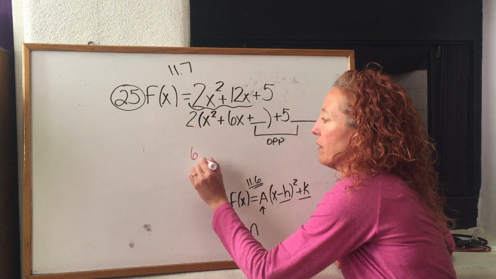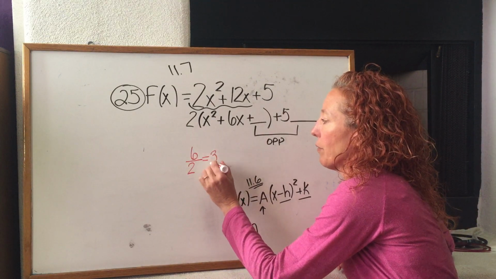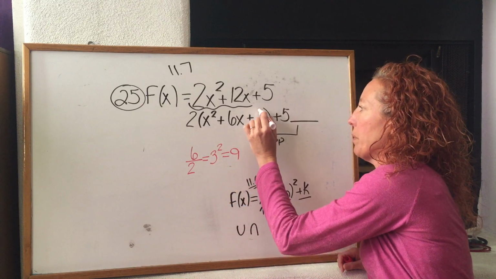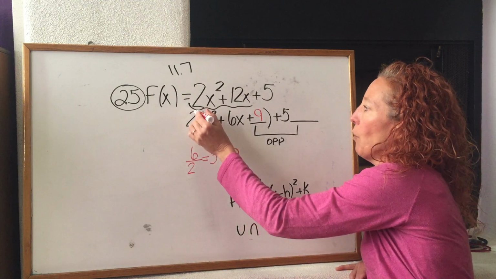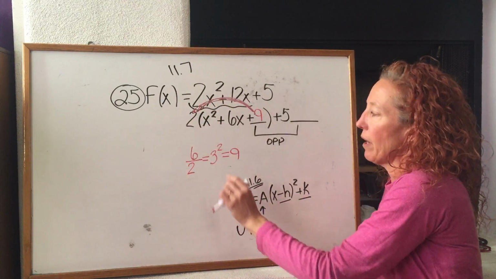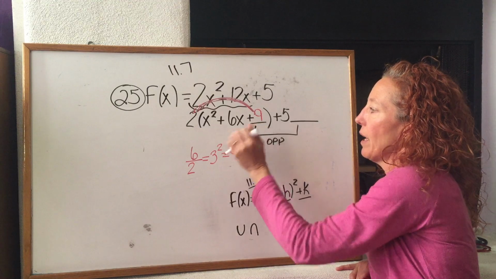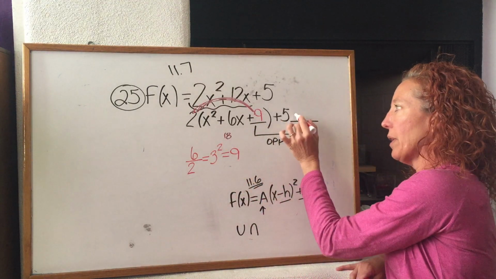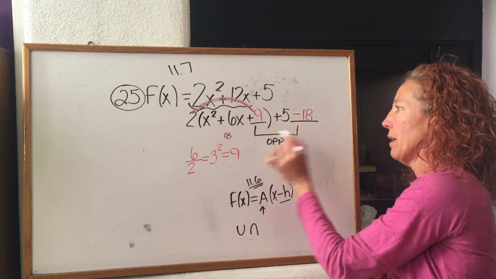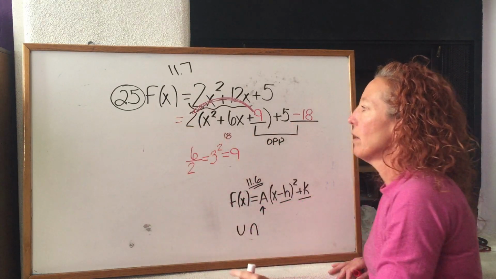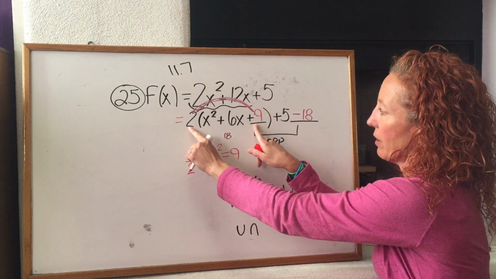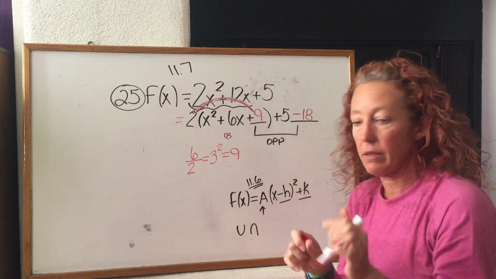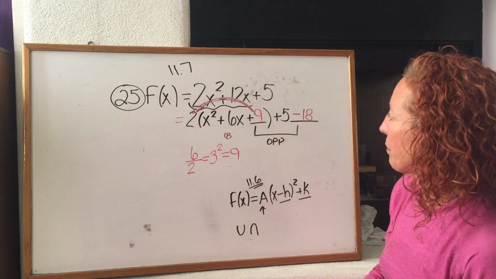So 6 divided by 2 is 3. 3 squared is 9. So I'm going to put a plus 9 right here. But what did I really multiply by or add? 2 times 9 really represents the number 18. And so what I'm going to put in the back here is a minus 18 because my equal sign is here. So if I add something to the right, I also need to subtract it so that my scale is balanced, so to speak. You want your equation to be balanced.